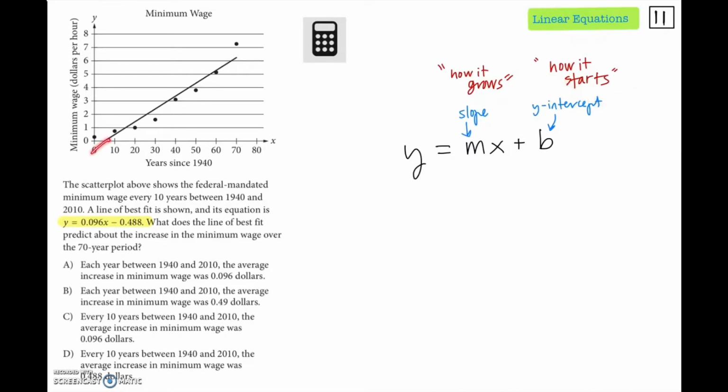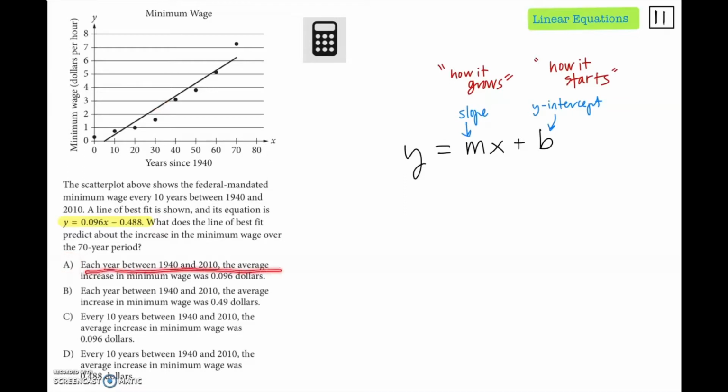So this one, the y-intercept isn't even on the graph for the line of best fit. It's down here somewhere. But we do know the y-intercept is this negative 0.488, which isn't even represented by the picture, and the slope is this 0.096. And so that 0.096 is telling us how this is growing. What that means is for every 1 year we go to the right, the minimum wage grows by 0.096. So for every 1 year, the minimum wage is going up about $0.096. So as I look at these answers, I'm suspecting that A is the right answer.